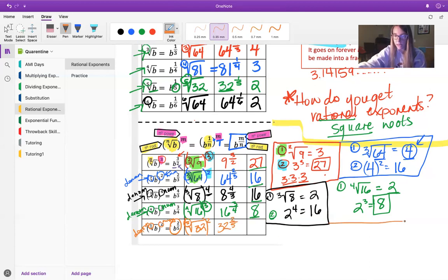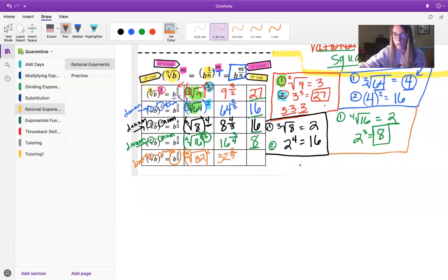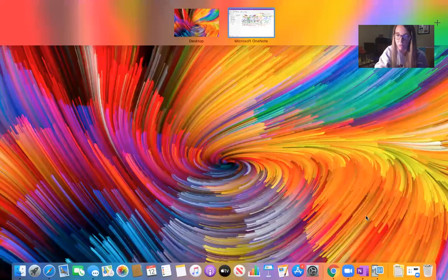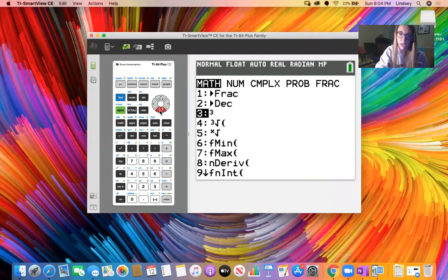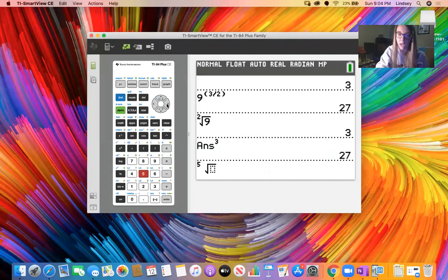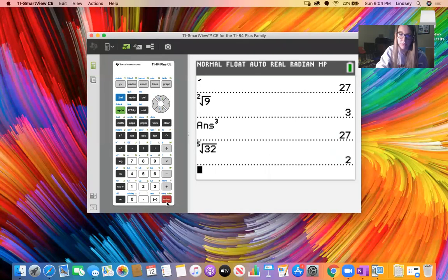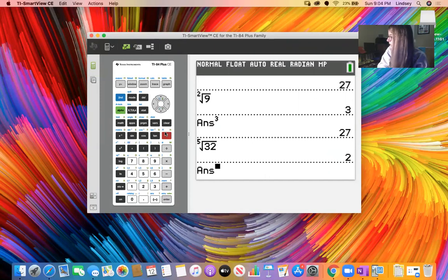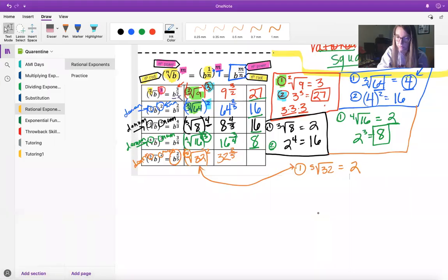All right, last one. How do we solve it if we don't have a calculator at home? Step 1, do what's inside the parentheses first. We have the 5th root of 32, which is 2. Now, again, if you do have access to a calculator at home, you can easily do this. Math, go down to 5, the 5th root, arrow over, 32, and that equals 2. Then you can raise it to the 2nd power, and you get 4. If you have access to a calculator, it does help a little bit. So then we take 2 to the 2nd power, which is 4.